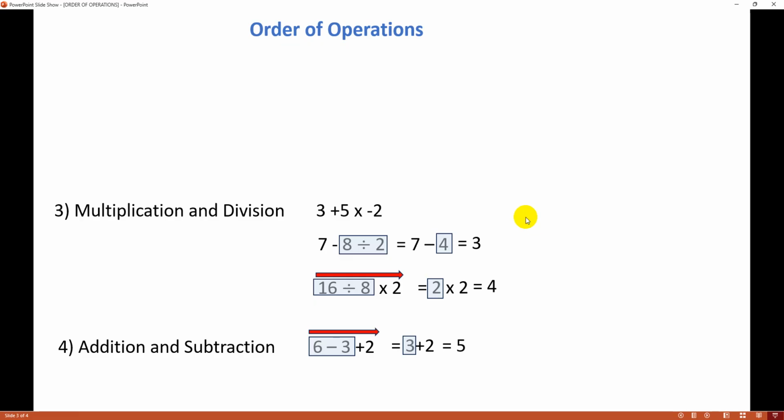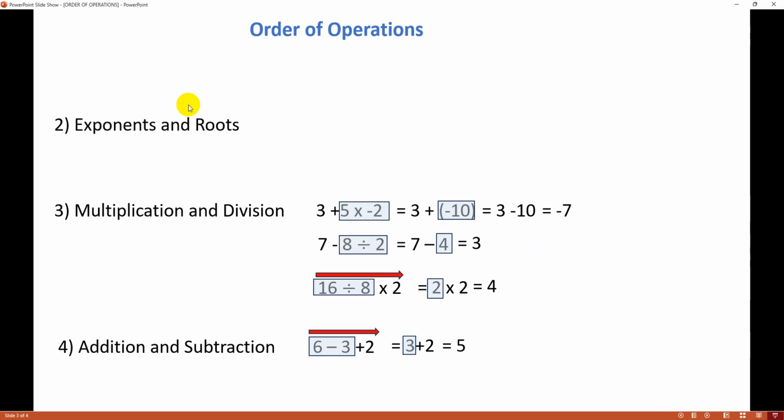In this other example, we have a mix of addition and multiplication. Again, multiplication is performed first. So we do 5 times negative 2 first, which is negative 10. And 3 plus negative 10 is the same as 3 minus 10, which would be negative 7.